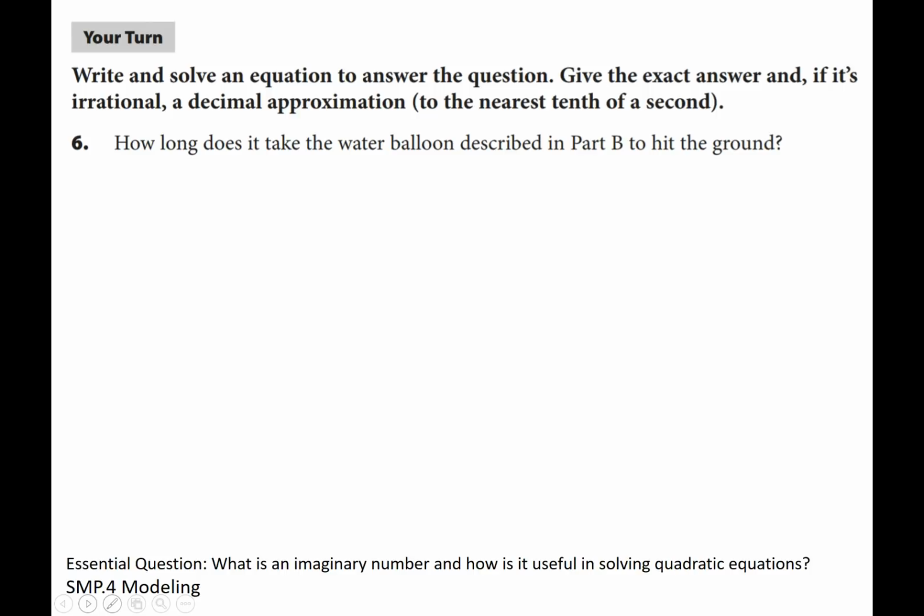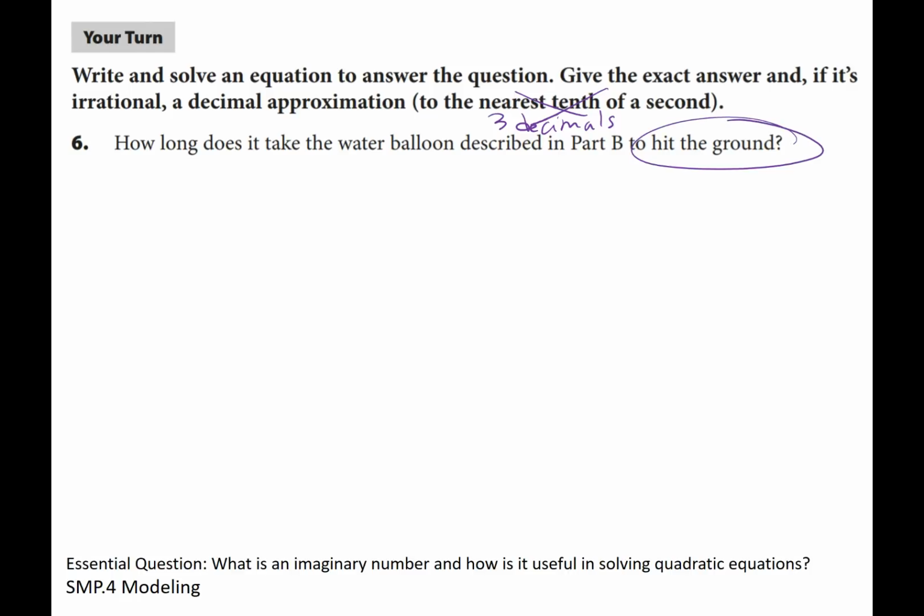All right, we're going to write and solve an equation to answer the question. Give the exact answer, and if it's irrational, a decimal approximation to 3 decimals if you can. Again, my examples are only going to show one, but I want you to go to 3. How long does it take the water balloon described in part B to hit the ground?